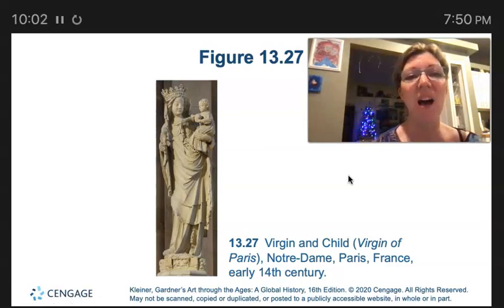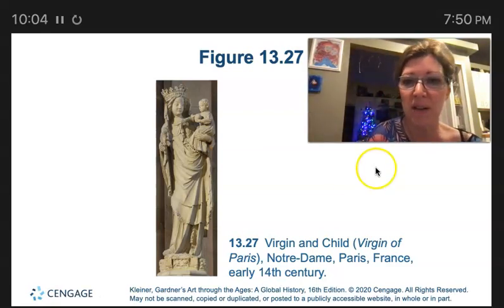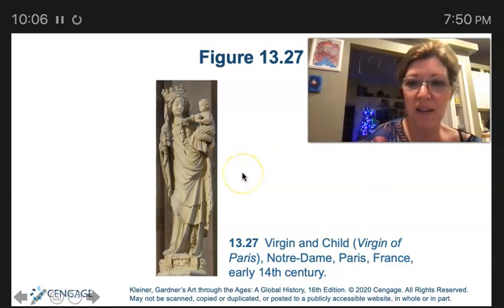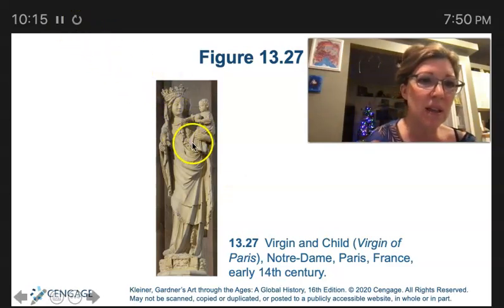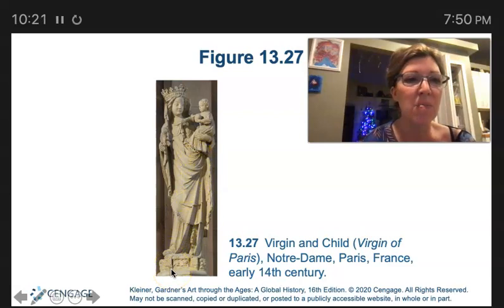You see that a lot. The Virgin of Paris is an example of the late Gothic court style. And the pose associated with the court style was the S-curve. So we're going to see this again and again. So they call this pose the S-curve. And it is most typical of late Gothic sculpture.